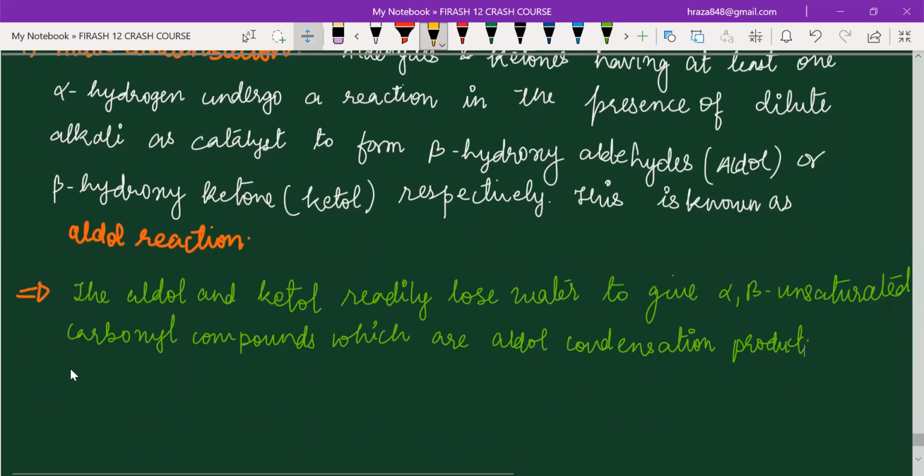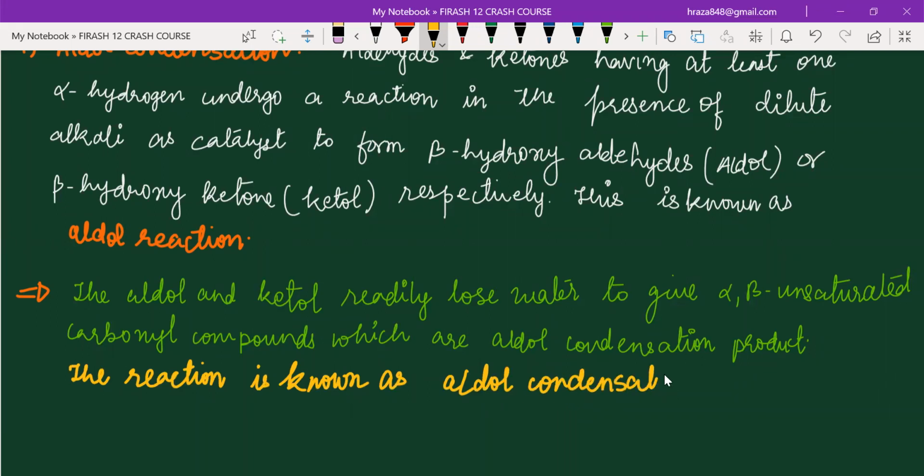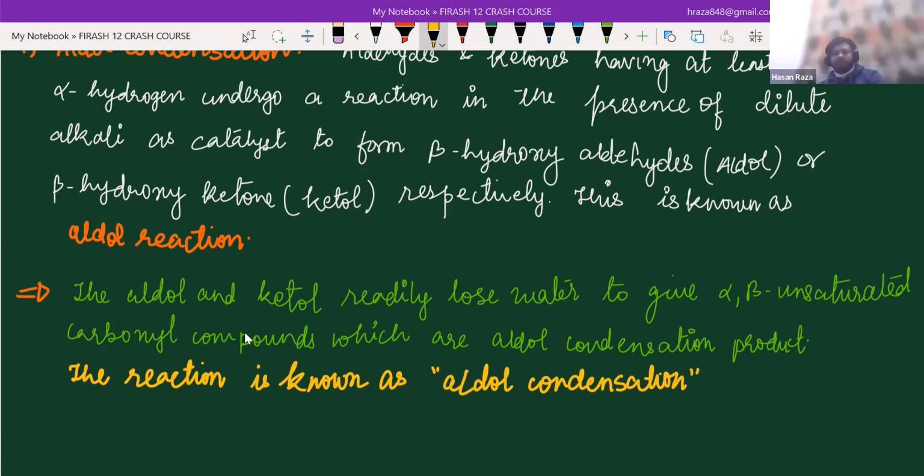And here we can write: the reaction is known as aldol condensation. So please do let me know when you are done with this. The reaction is very easy. First I will explain this, then I will take an example, and then I will again explain that.